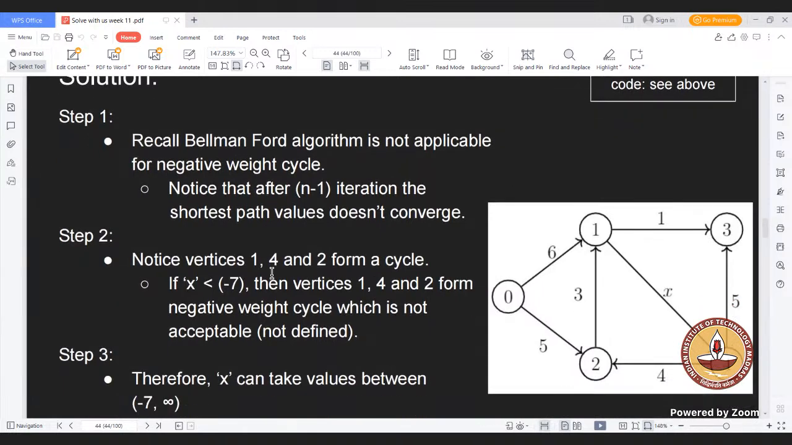Recall that the Bellman-Ford algorithm is not applicable for negative weight cycles. Note that after n minus 1 iterations, the shortest path value doesn't converge. It basically means that if after we perform n minus 1 iterations of Bellman-Ford the nth iteration is not the same as the n minus 1th iteration, then we can say there is a negative edge cycle in the graph.